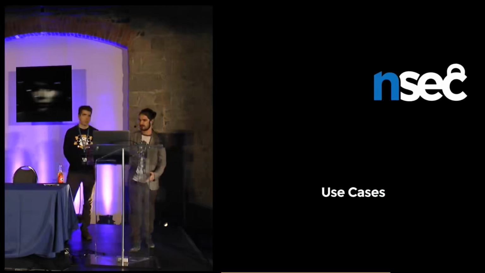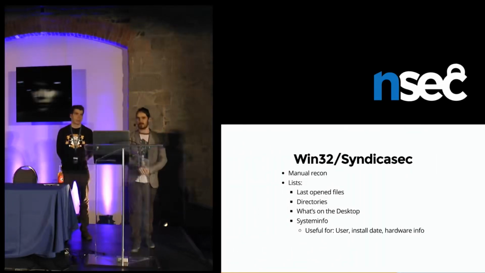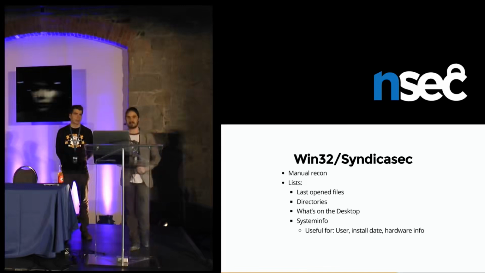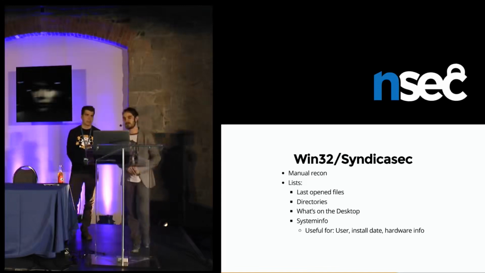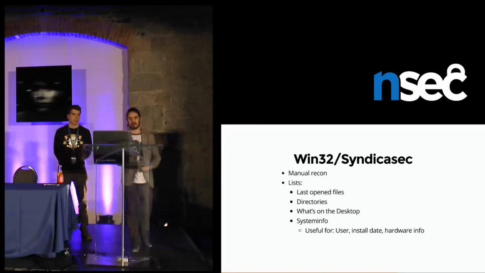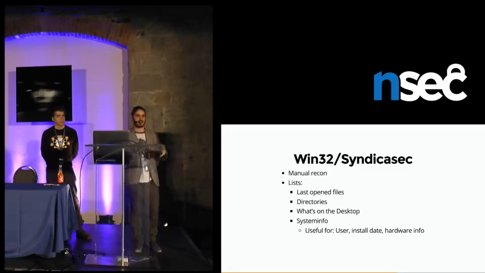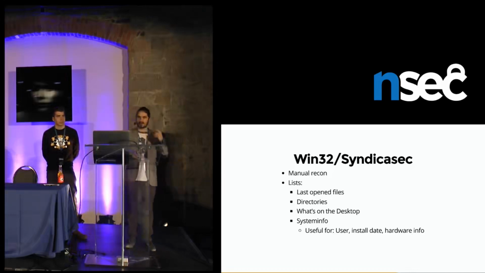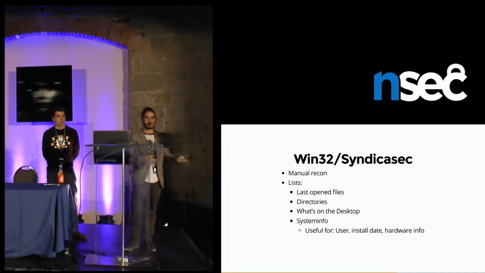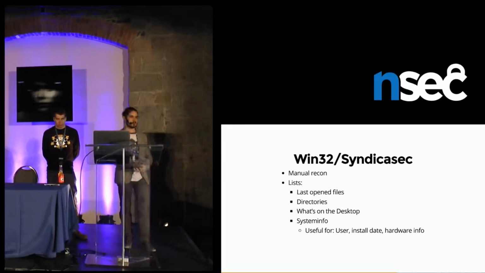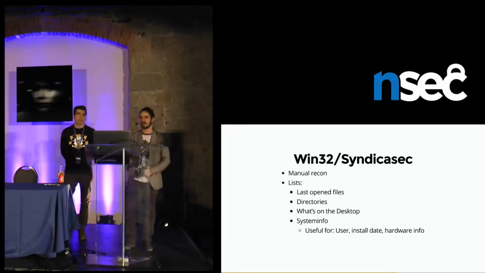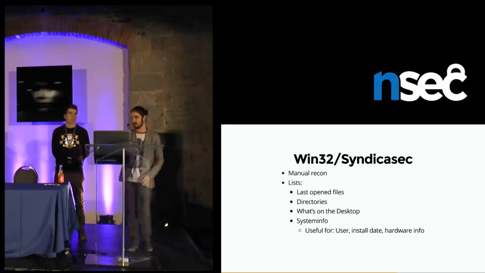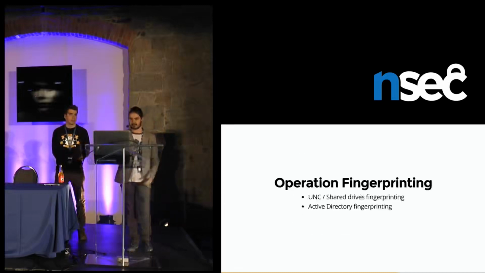So what are the use cases? One of the investigations I did last summer at ESET was Win32 Syndicasec, which did manual recon. It lists a lot of things. It listed last open files, directories, what's on the desktop, and ran system info to get install date and hardware info. So basically, in a couple of minutes of manual recon, they had a backdoor on the system. They knew it was an analysis VM, just exited, and nobody got anything. So that's pretty disappointing for a researcher.